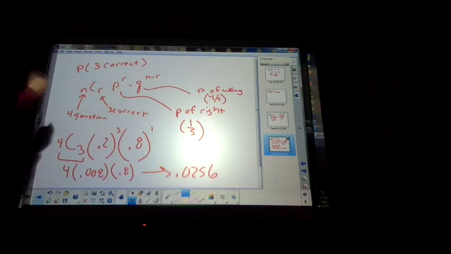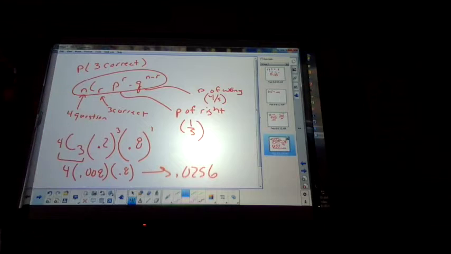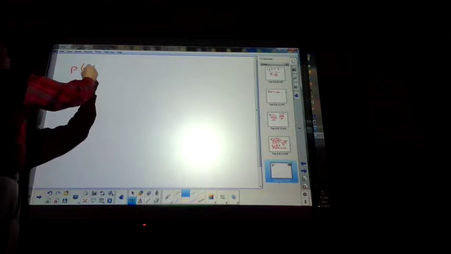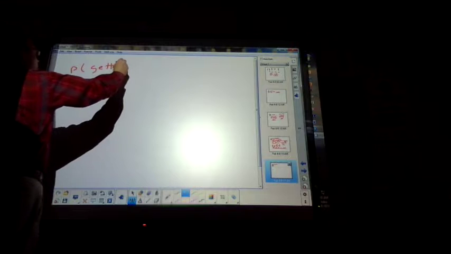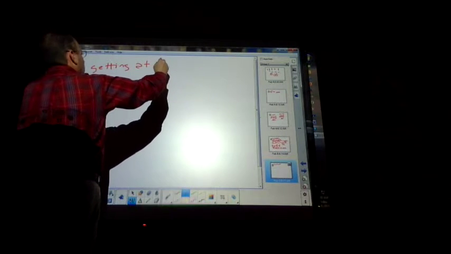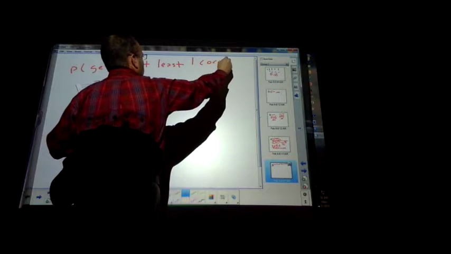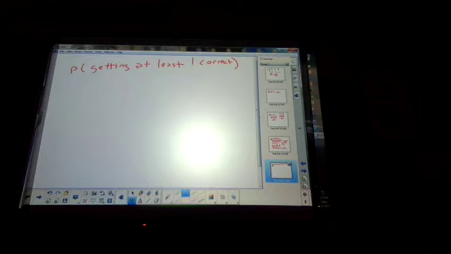All right, letter F. Letter F. So again, we're going to continue with this process. We're going to use that process. So I want to know what the probability of getting at least one correct is. Okay? So getting at least one means 1, 2, 3, or 4 of them, right?